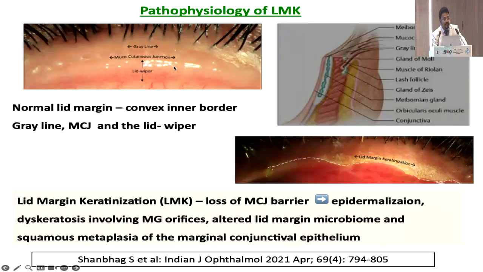Lid margin keratinization is because of loss of the mucocutaneous junction barrier. That leads to epidermalization, dyskeratosis involving the meibomian gland orifices, altered lid margin microbiome, and squamous metaplasia of the marginal conjunctival epithelium. Here, because this mucocutaneous junction barrier is lost, epidermalization has happened in this tarsal conjunctiva.